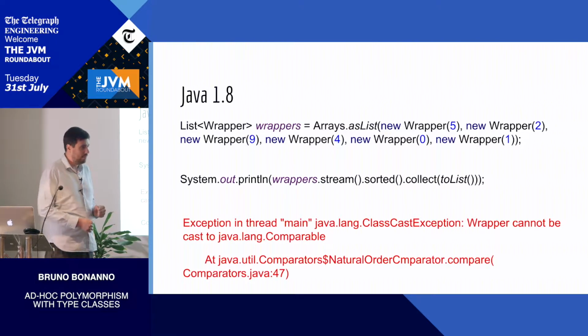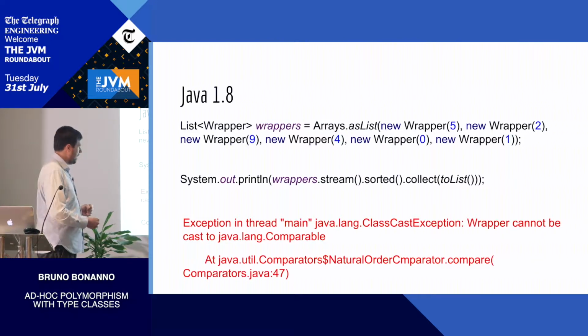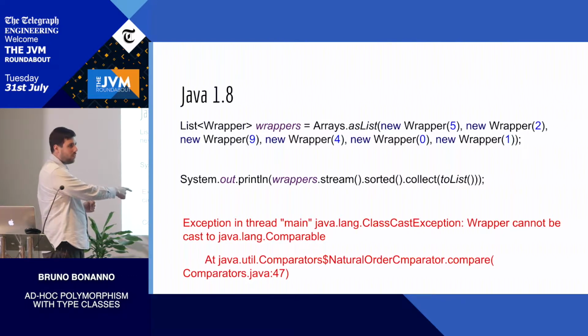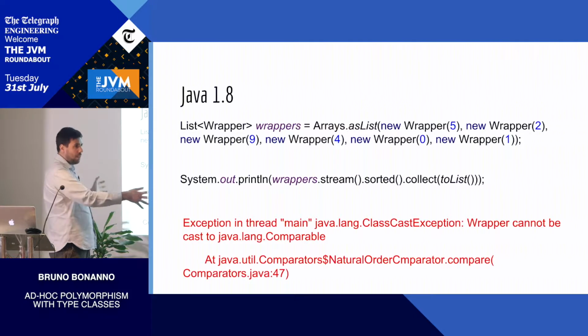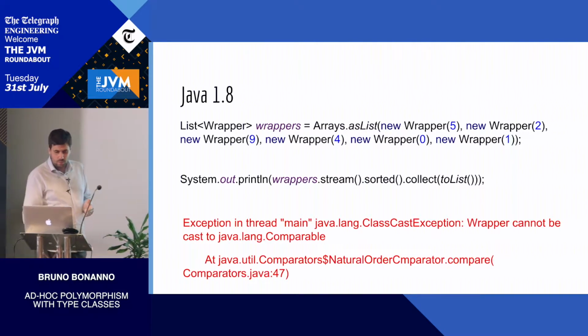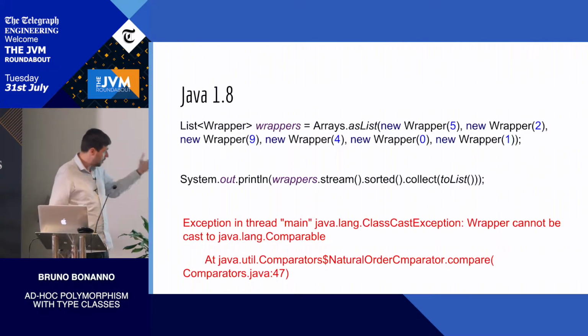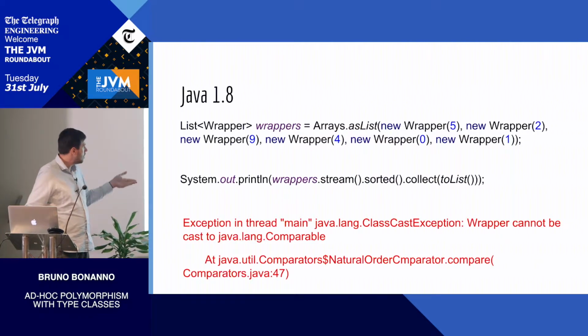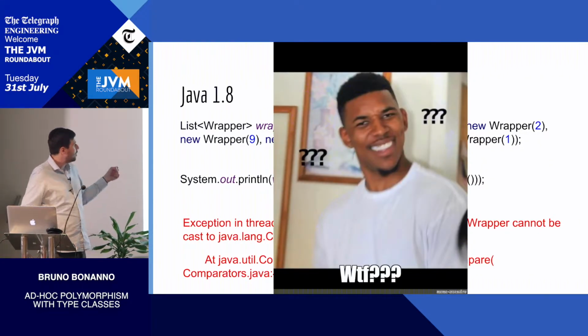But the problem is that it happens at runtime. So, of course, we should be writing tests for everything, but it would be nice if the compiler would prevent us from being stupid and doing this. So, is there a way to solve this? Yes, there is. We can, yeah, I forgot about this.